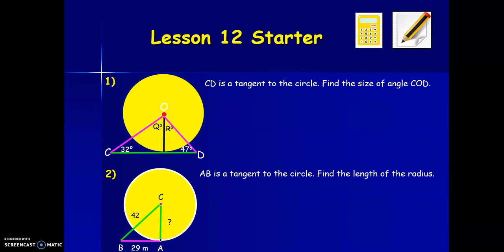So we'll start off with a quick starter today. Pause the video and have a go at the two questions below. Remember, where you see the pencil and paper icon, do the work into your jotter, and you're allowed to use a calculator here.